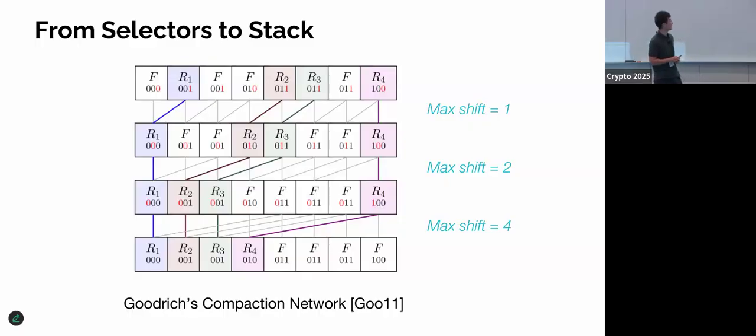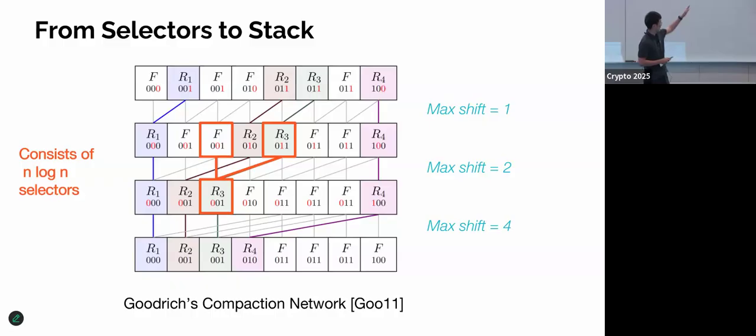So how does it work? Basically, we decompose the stack into a network with log n layers. At each layer, the entry can either stay at its original location or move left by some amount. So at level 1, we can move left by 1 unit, at level 2 by 2 units, at level 3 by 4 units. Goodrich shows that this kind of network ensures no collision, so it works for our use case. And if you look at it carefully, it's actually just composed of n log n selectors.